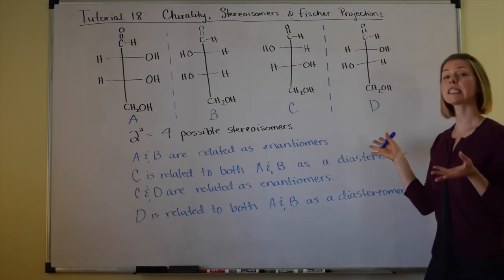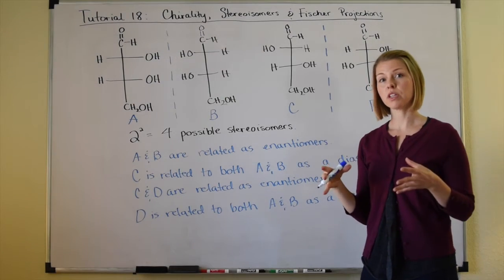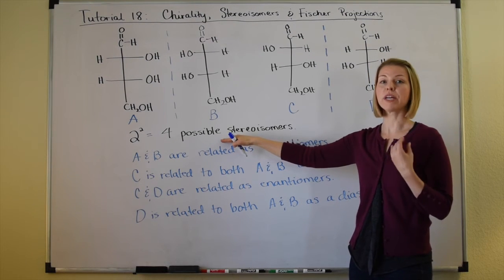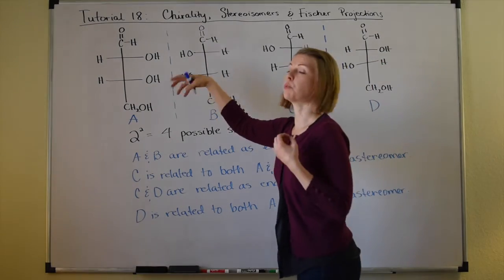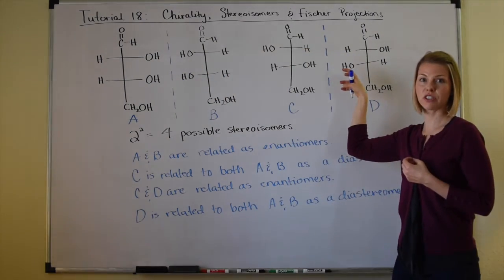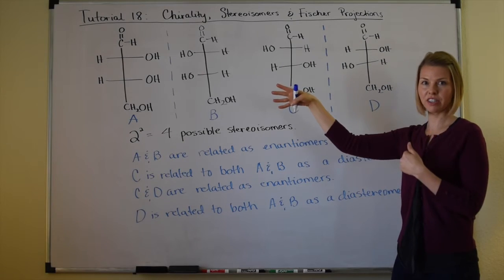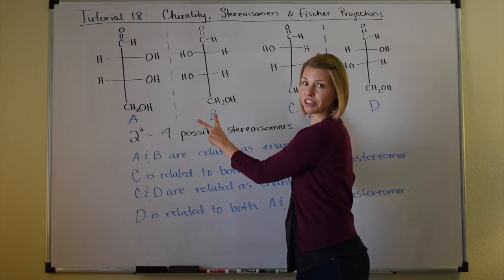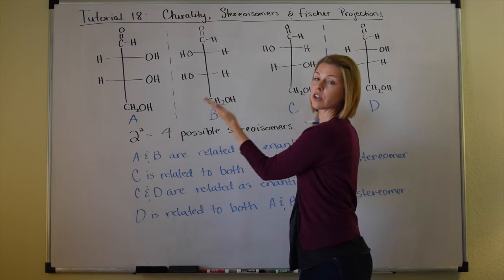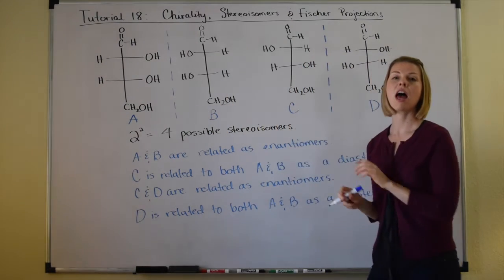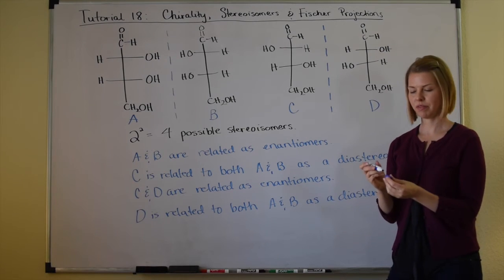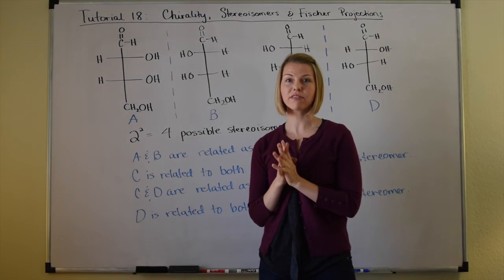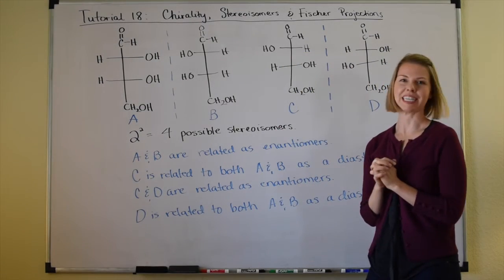Okay, so a great example of a molecule that has all 4 possible stereoisomers, which is really 2 pairs of enantiomers that are related to one another as diastereomers. Okay, so again, 2 pairs of enantiomers, and then those 2 pairs would relate to one another as diastereomers. Okay, so we're going to go on to slide 5 and wrap up tutorial 18.